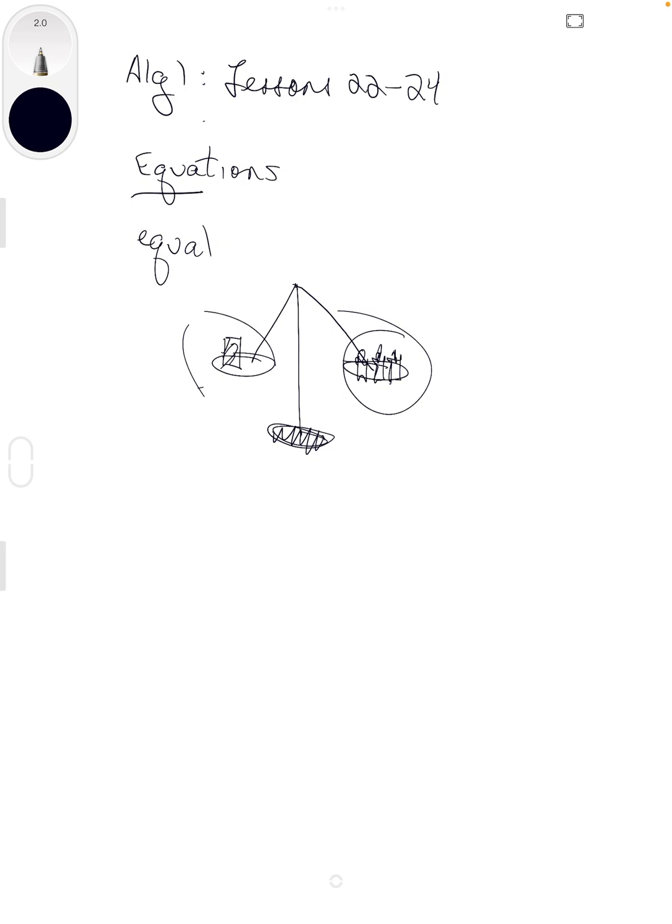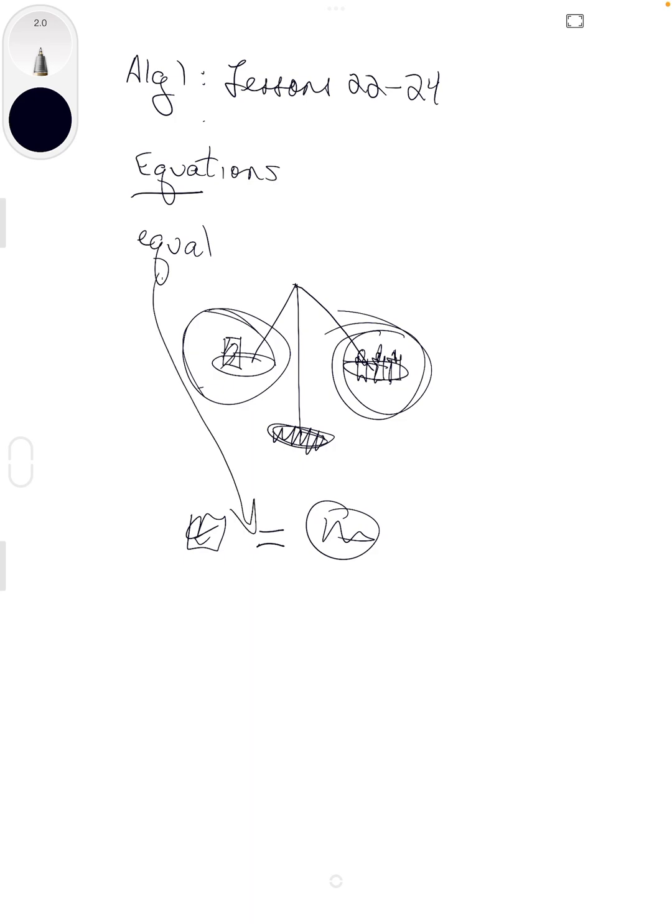Every equation you see in math is basically this equals that. If you can think of it that way, it will really help you. Instead of using a balance scale, we say this thing is equal to that thing. So equations always have an equal sign.